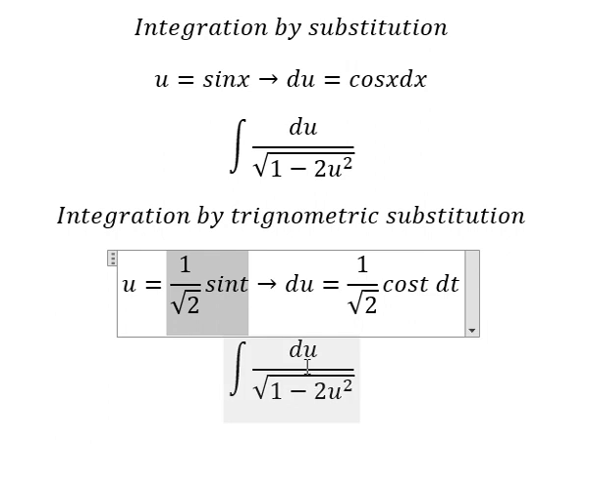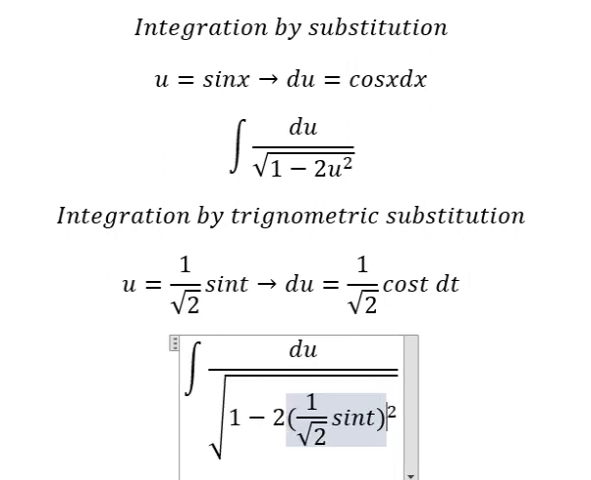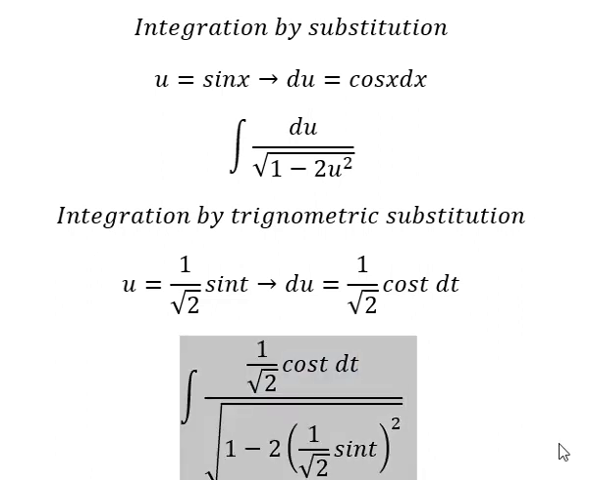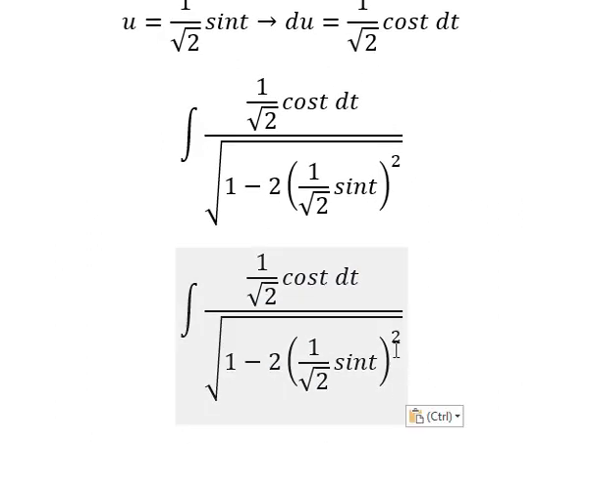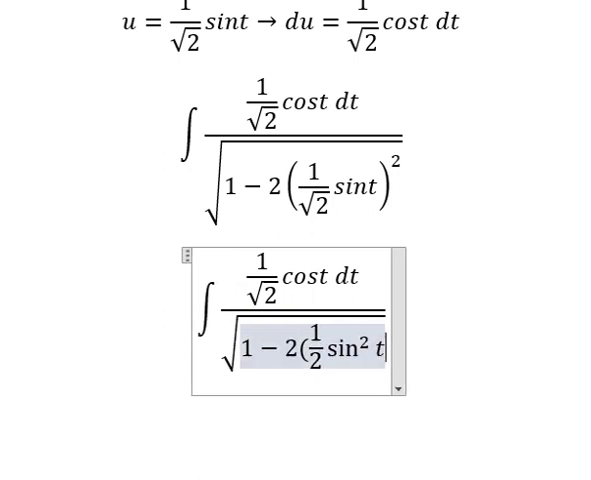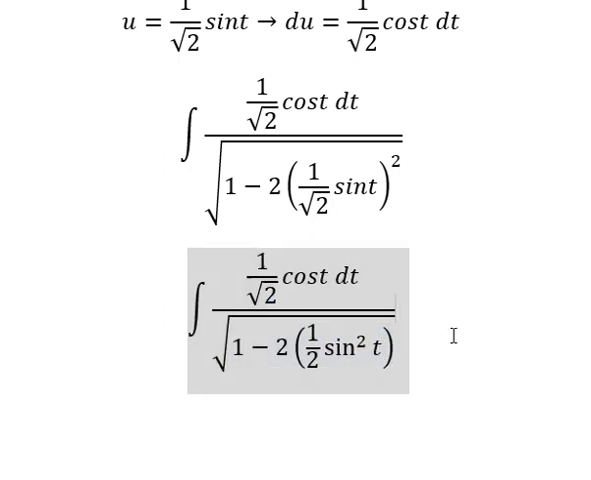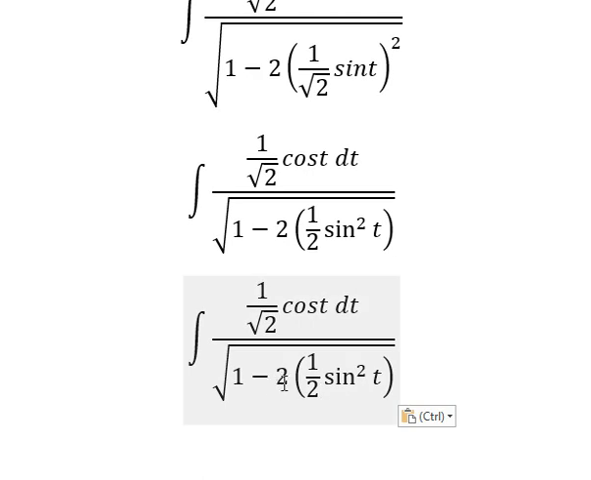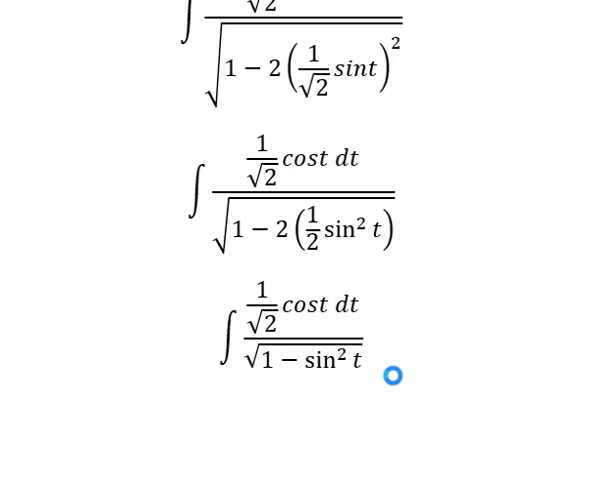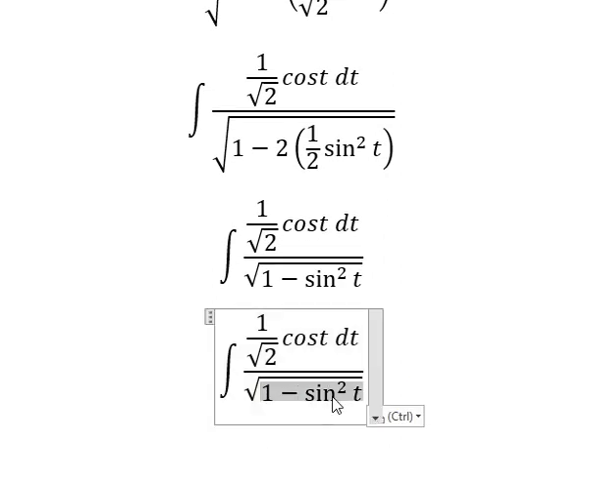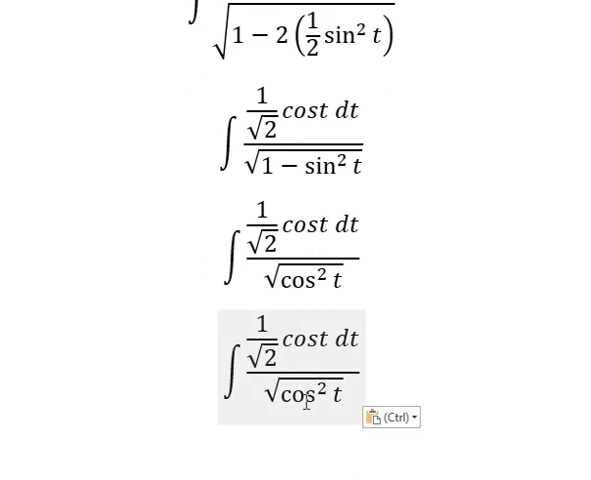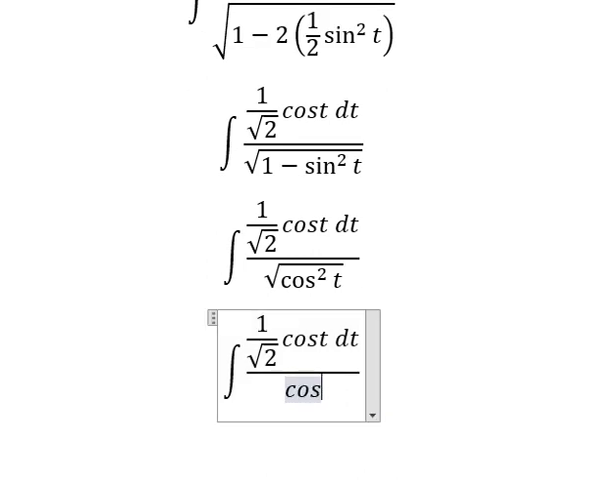So I will put this one gone here, and this one gone here. So this one we have 1 over 2 sine t squared. So 2 and 2 we simplified. This one we have cosine t squared. So this one we have cosine t.